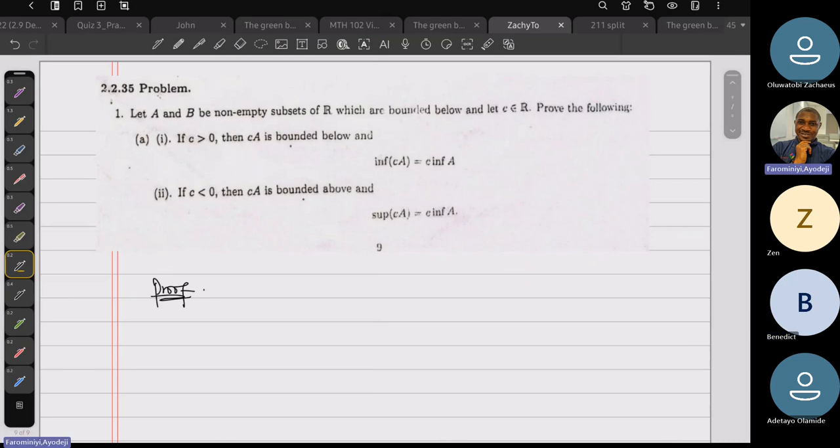So we are dealing with set A. We are told that A is bounded below. So what does it mean for A to be bounded below? It means A has a lower bound.